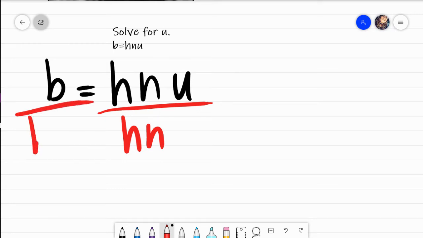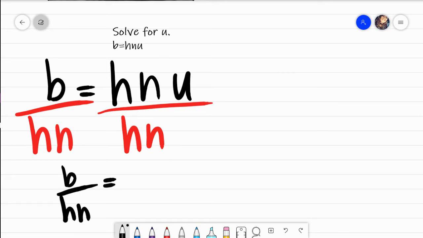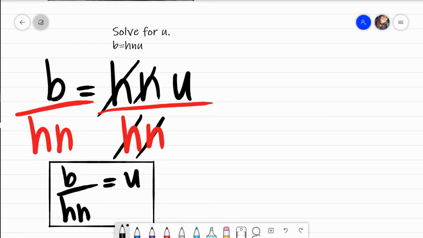What you do to one side, you have to do to the other. On the left-hand side, B divided by H times N is just B divided by H times N. I can't cancel anything. There's nothing that's alike. Right-hand side, do you see how all of those canceled? I wanted that because all I have left is just my U. So the answer to U is B divided by H times N.